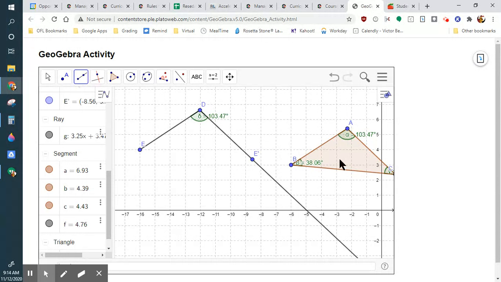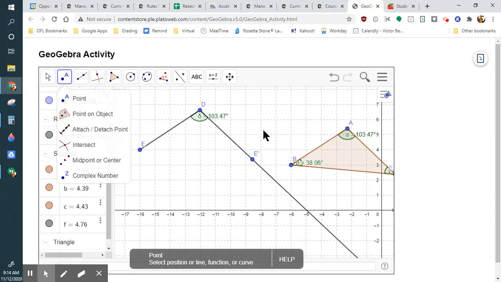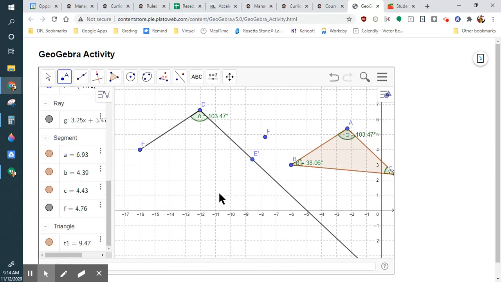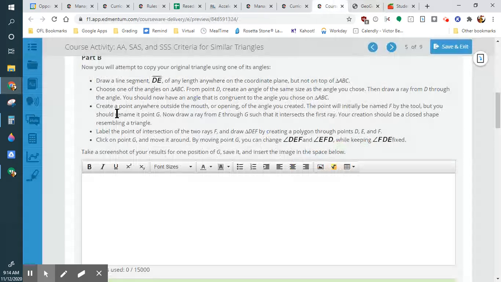Now, if our goal is to make a triangle, obviously we're not going to want to pick it over here because we want this E to connect to the line. So they want us to be over here. So I'm just going to pick any random point and I'm going to put it, I don't know, like here. Okay, so I made a point outside the mouth. Create a point anywhere outside the mouth or opening of the angle you created.